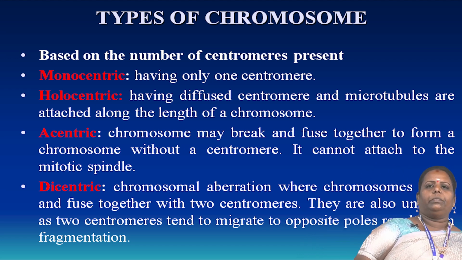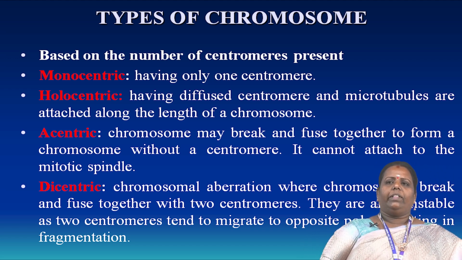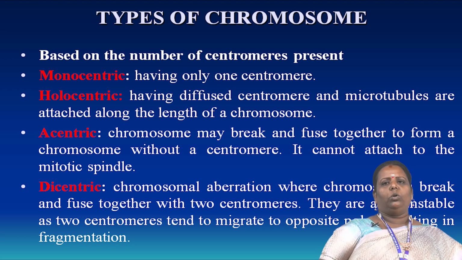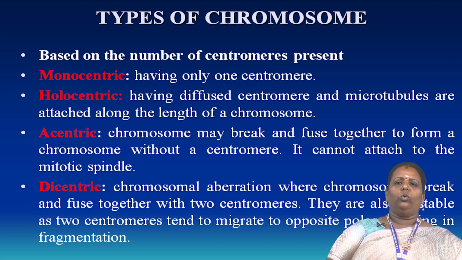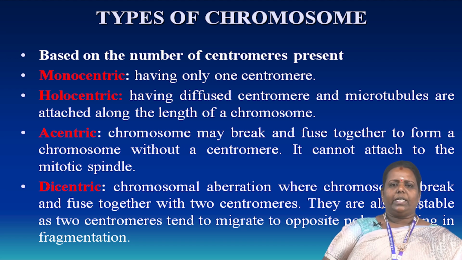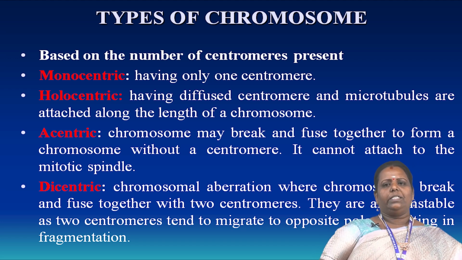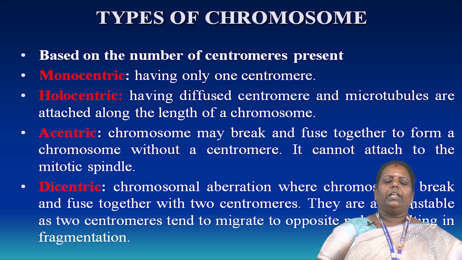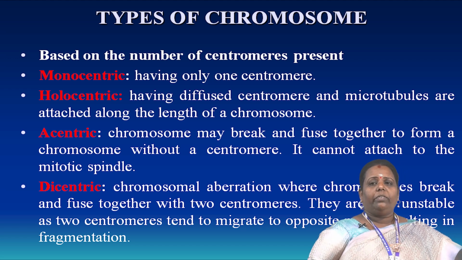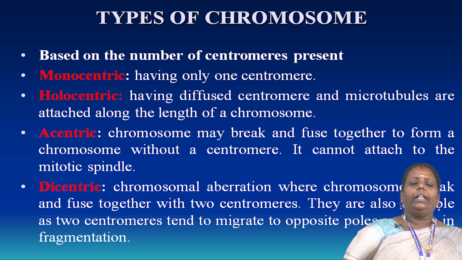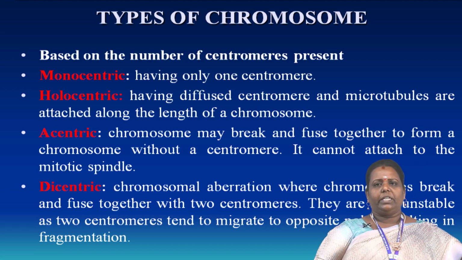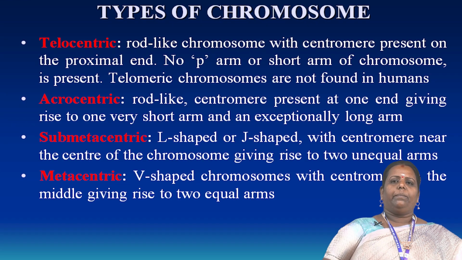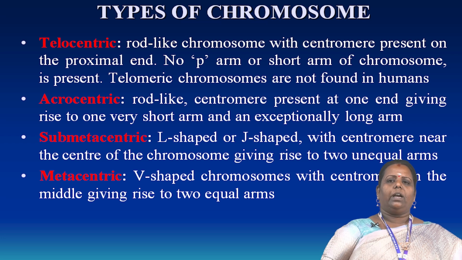Monocentric chromosomes have only one centromere; mono means one. Acentric means a chromosome that breaks and fuses together to form a chromosome without a centromere. Dicentric is a chromosomal aberration that occurs during mutation; the centromere is unstable and migrates to the opposite poles, resulting in fragmentation. Then there are telocentric, acrocentric, submetacentric and metacentric.